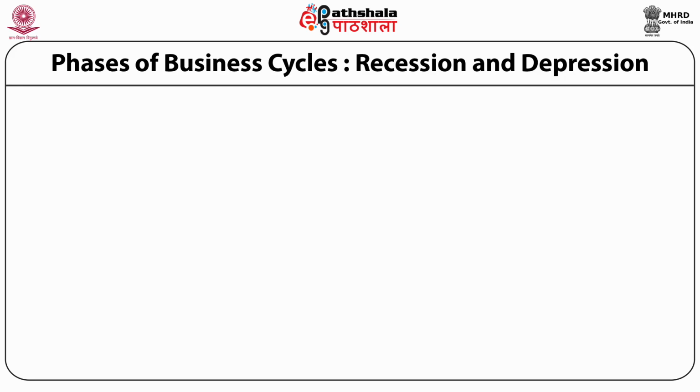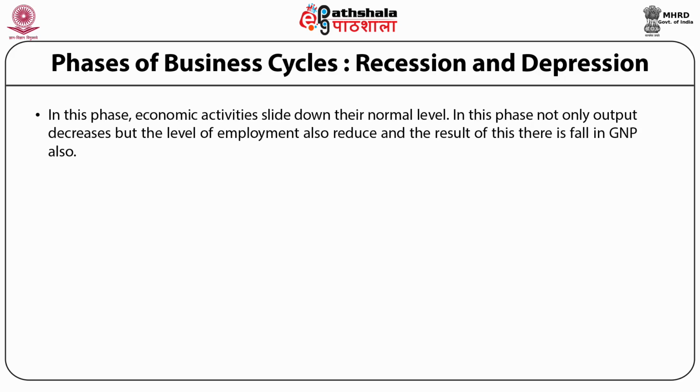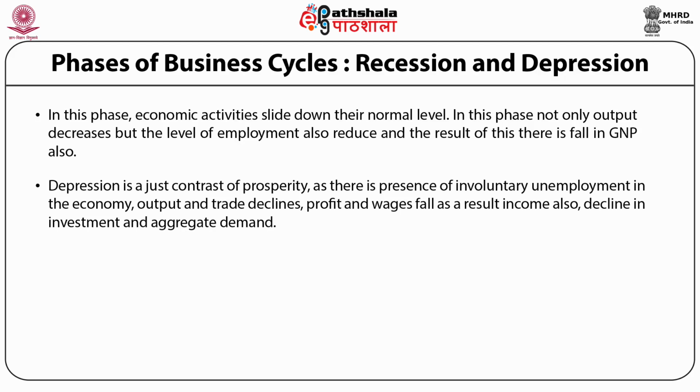Recession and depression. In this phase, economic activities slide down below their normal level. In this phase, not only does output decrease, but the level of employment also reduces, and as a result of this, there is a fall in GNP also. Depression is just the contrast of prosperity, as there is presence of involuntary unemployment in the economy. Output and trade decline, profits and wages fall, and as a result income also declines, with a decline in investment and aggregate demand.